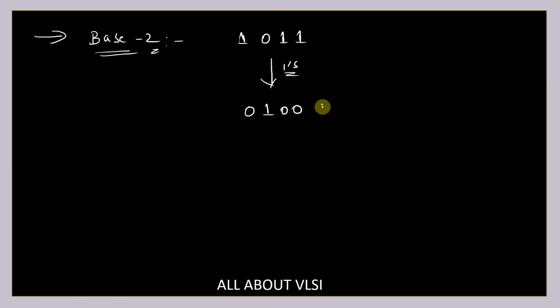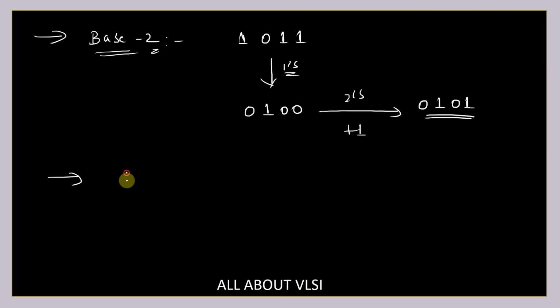Let's say I have a base two number like 1011. If I want to find the one's complement of this binary number, it is 0100, right? And if I want to find the two's complement, I just add 1 to this, so it becomes 0101. This is my one's complement and two's complement.